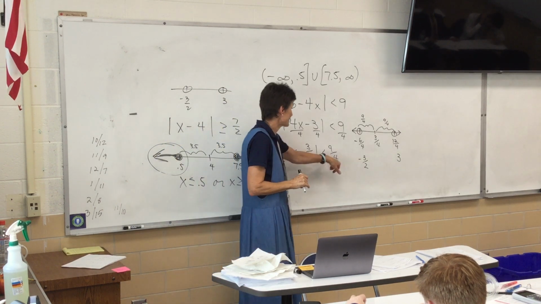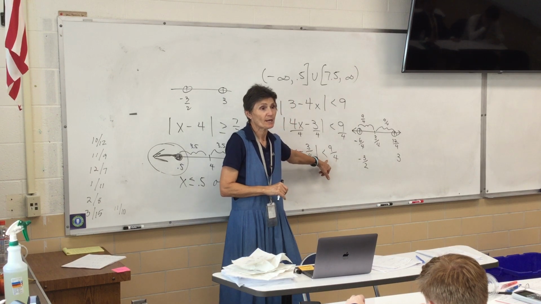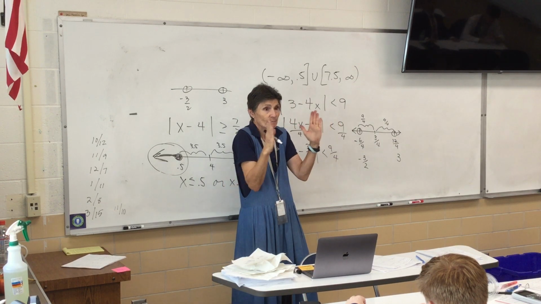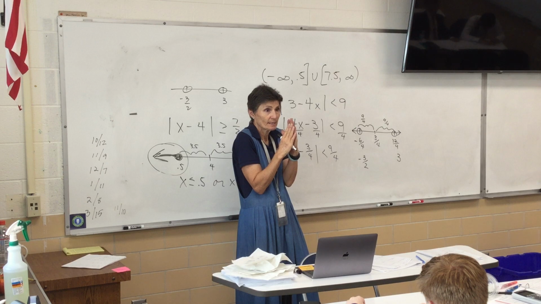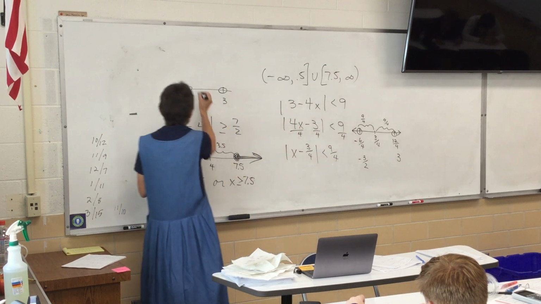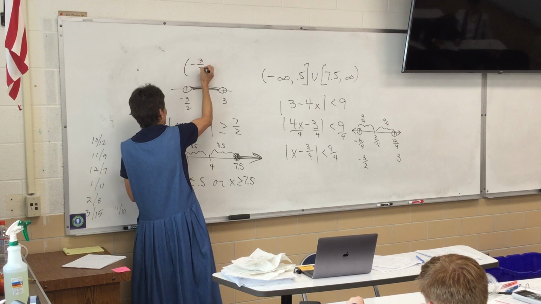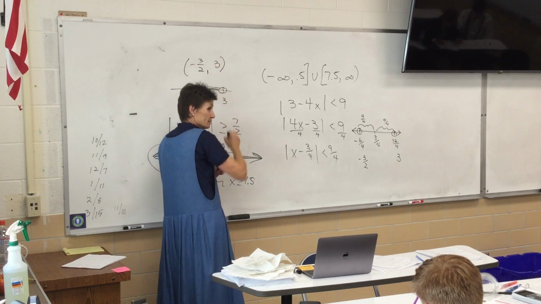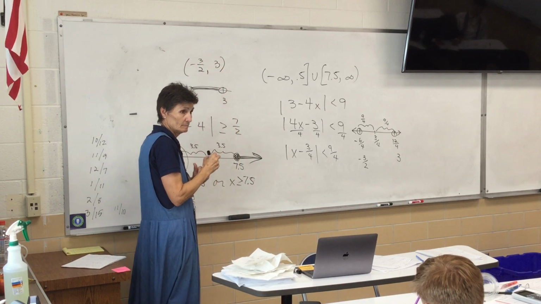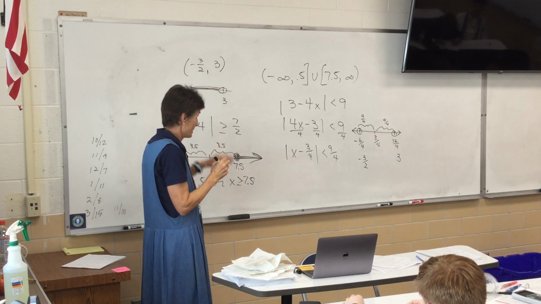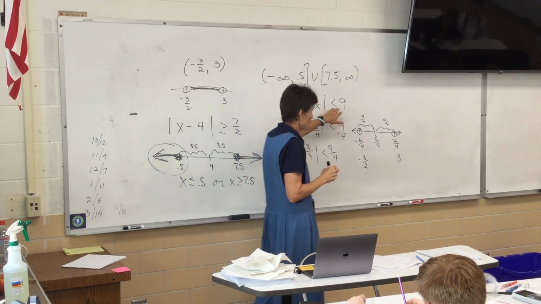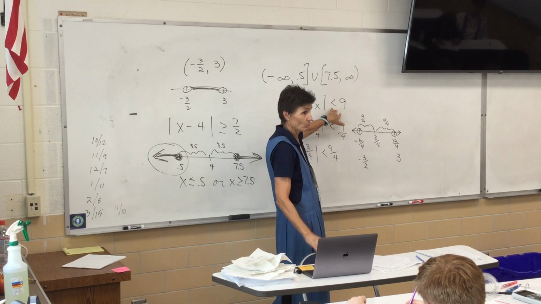And the only thing left to decide is, where do I shade it? Less than means it's going to be shaded in. So I'm shading in. Parentheses, -3/2, comma 3. The dots are open because this was not "or equal to."